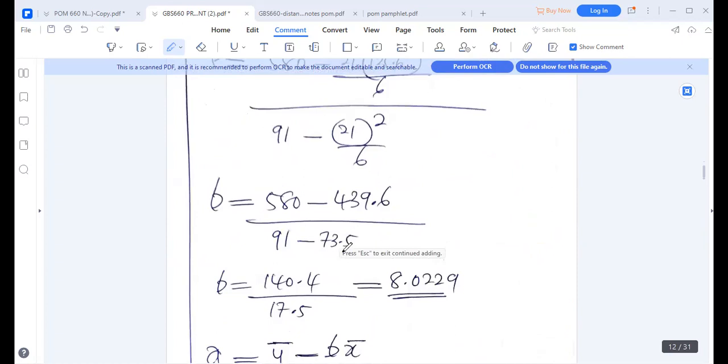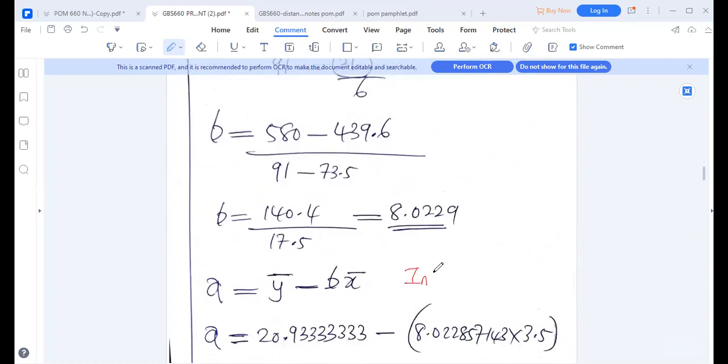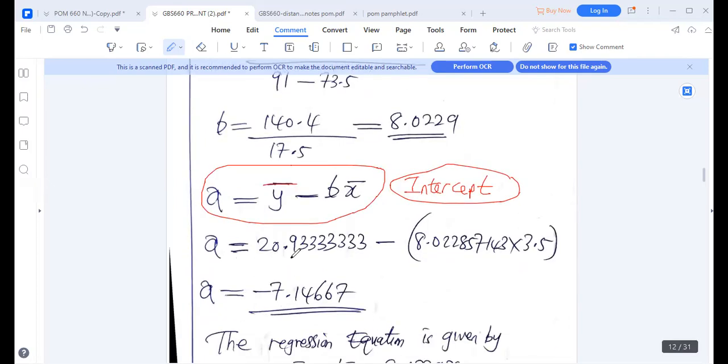8.0229. And then from here, you can get our alpha as the intercept. So our intercept for this one is, as we get to the intercept, Y bar minus B X bar. So we can substitute here and get the values that we need. So our alpha is 20.9333 minus that. So meaning we are getting this. So from here, our alpha is negative 7.14667. This is just our alpha that we have gotten.